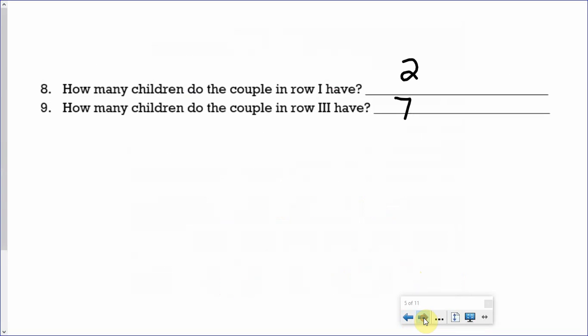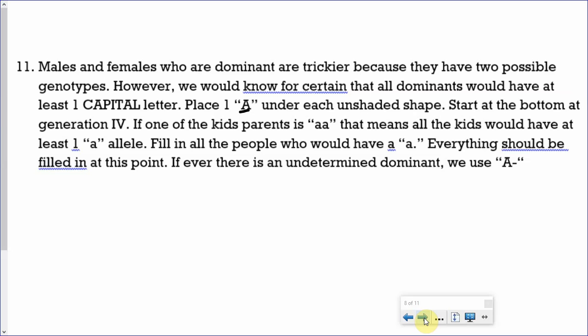Alright, now let's look back at the rest of what this says here. Typically you'd start at the bottom, because the easiest way to figure out if the second letter is a capital or a lowercase is to look at the people's parents. And since the youngest is always at the bottom, it's easier to start at the bottom and work your way up to the top.